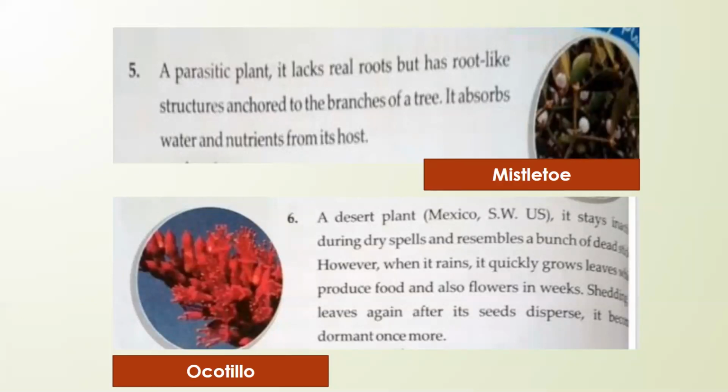Next is a desert plant. It stays inactive during dry spells and resembles a bunch of dead sticks. However, when it rains, it quickly grows leaves which produce food and also flowers in weeks, shedding leaves again after its speed disperses. It becomes dormant once more. And the answer is Ocotillo.